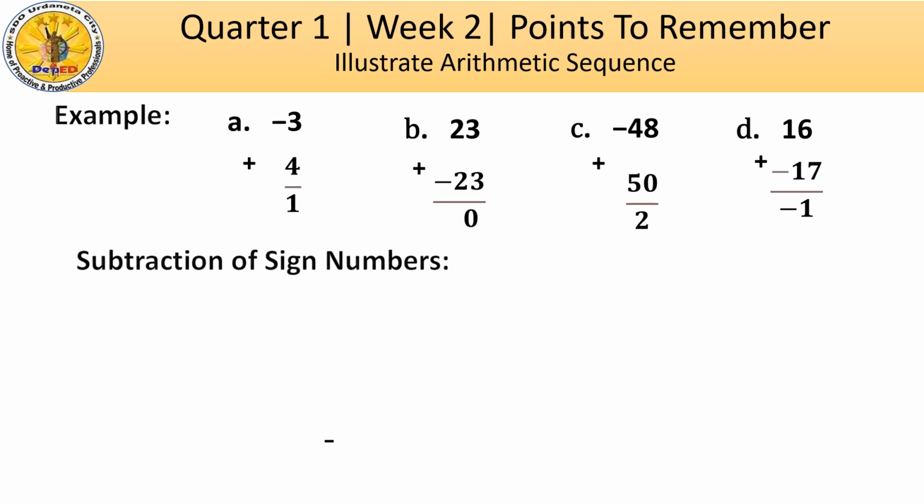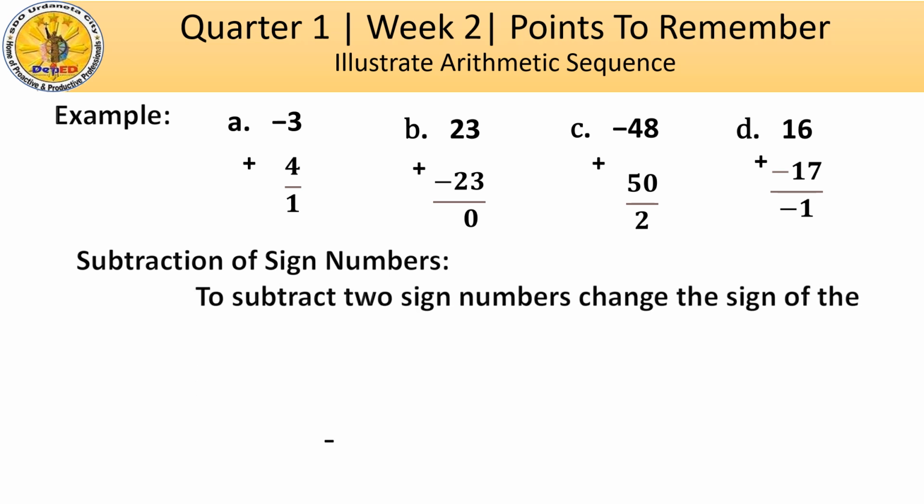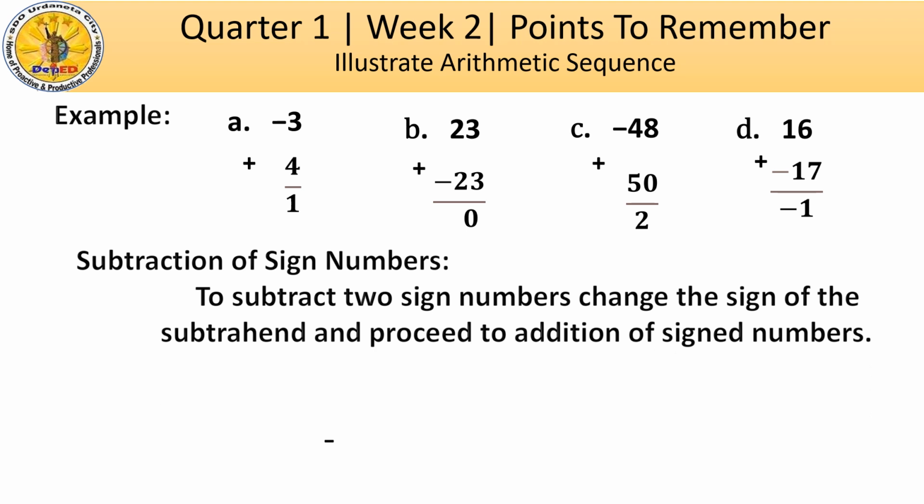Next, you have the subtraction of sign numbers. To subtract two sign numbers, change the sign of the subtrahend and proceed to addition of signed numbers. For example, letter A, -3 minus -4. The minuend here is -3 and the subtrahend is -4. So change the sign of the subtrahend, which will become +4.